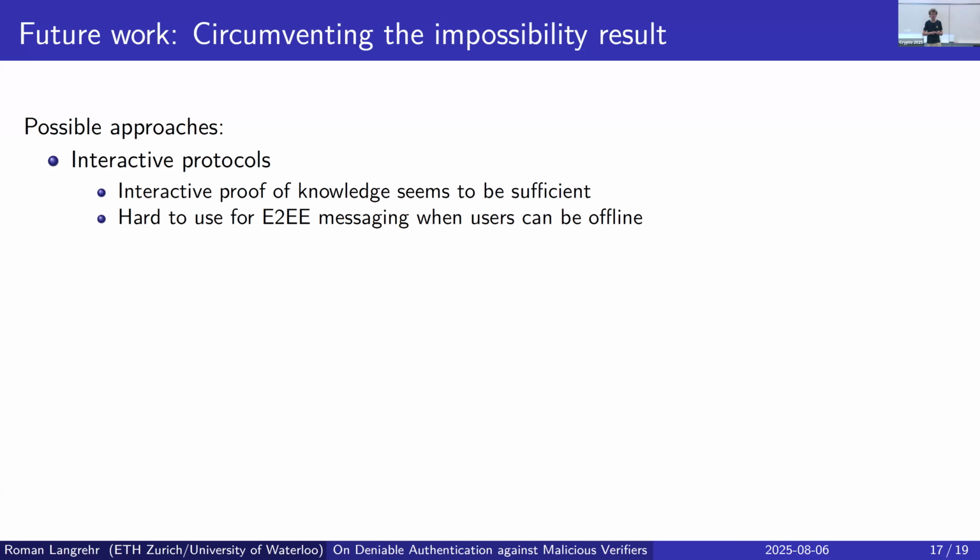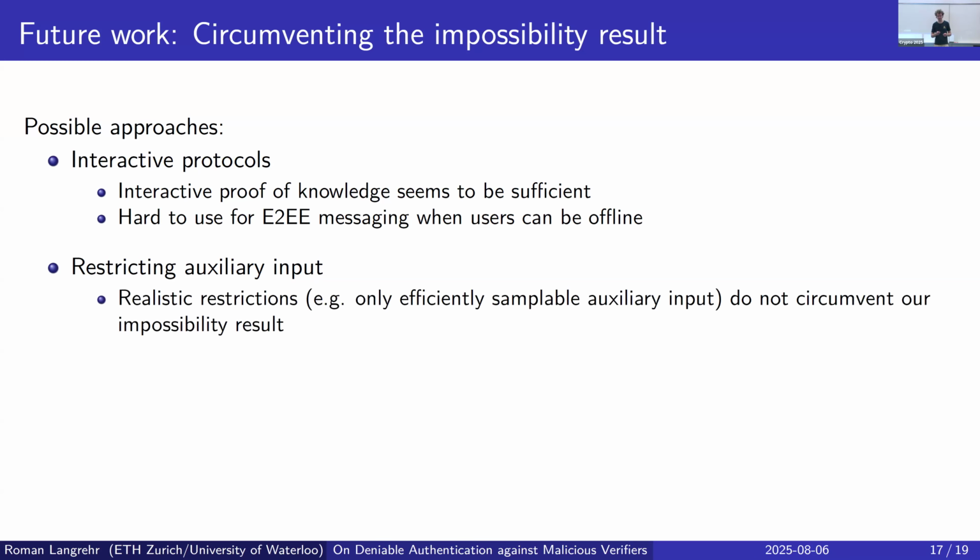However, this might be undesirable for applications like end-to-end encrypted messaging because users might be offline. Another idea would be to restrict the auxiliary input. However, we are convinced that for realistic restrictions, like for example, you could try to restrict it to just auxiliary input that can be sampled efficiently, they are not sufficient to circumvent our impossibility result.